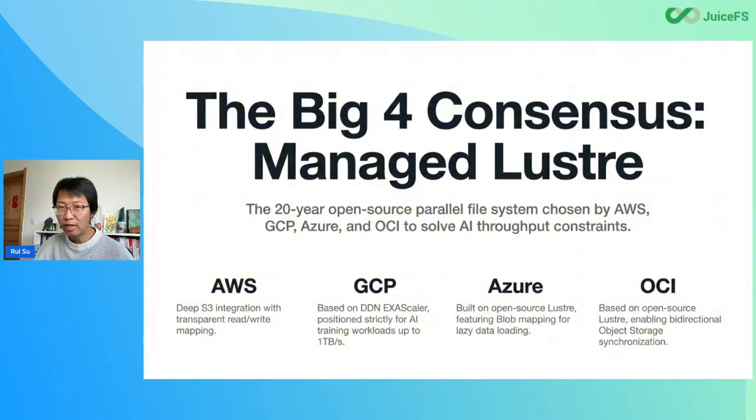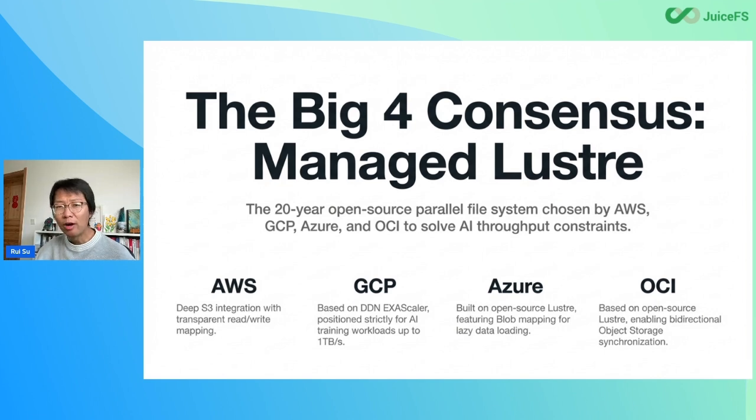At the same time, each cloud provider has added its own features. AWS has the strongest S3 integration today, and GCP clearly positions managed Lustre for AI training. It offers strong performance, up to 1 terabyte per second of throughput and sub-millisecond latency, and up to 8 petabytes of capacity. And Azure can map data from Azure Blob into Lustre with lazy load, which is very useful, and provides up to 500 megabytes per second per terabyte.